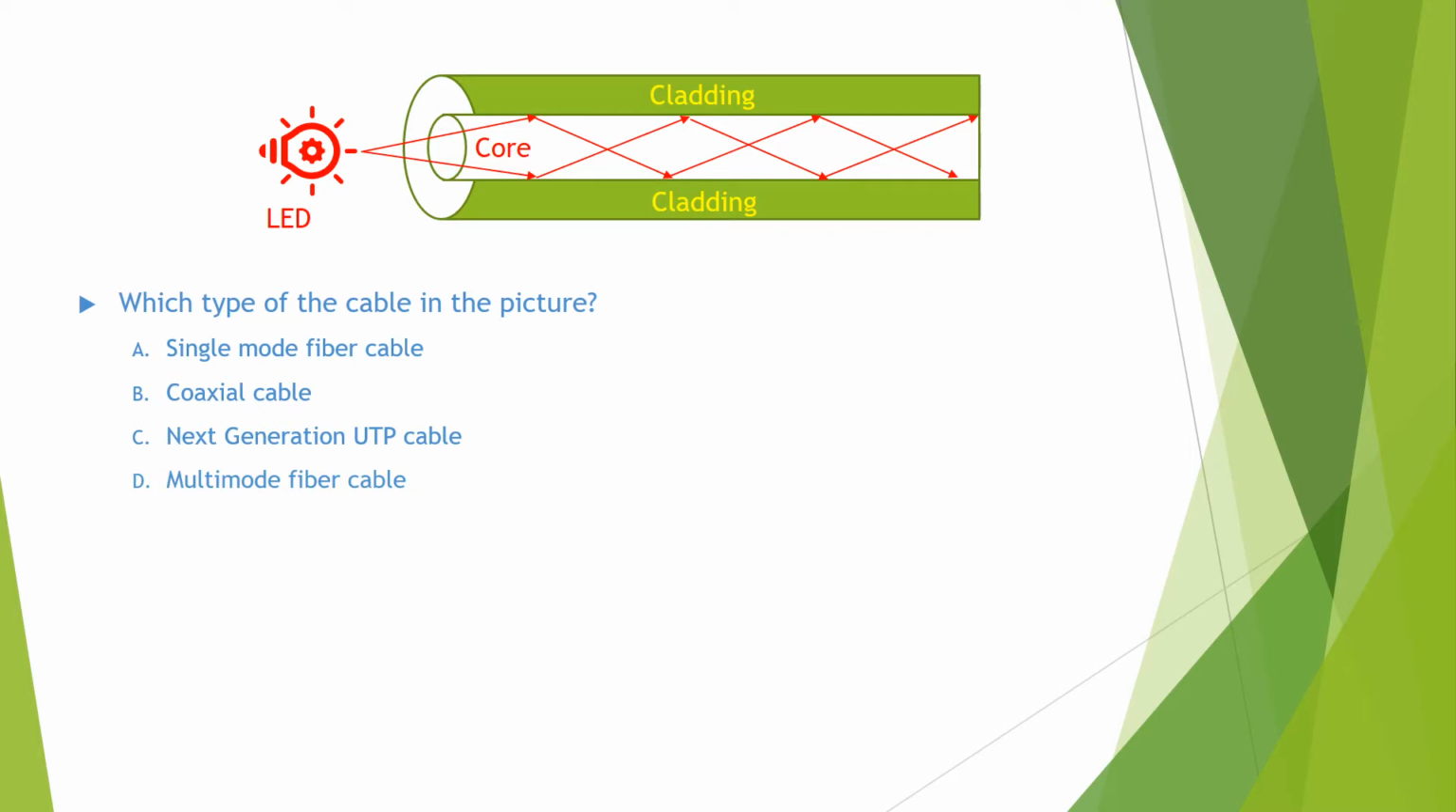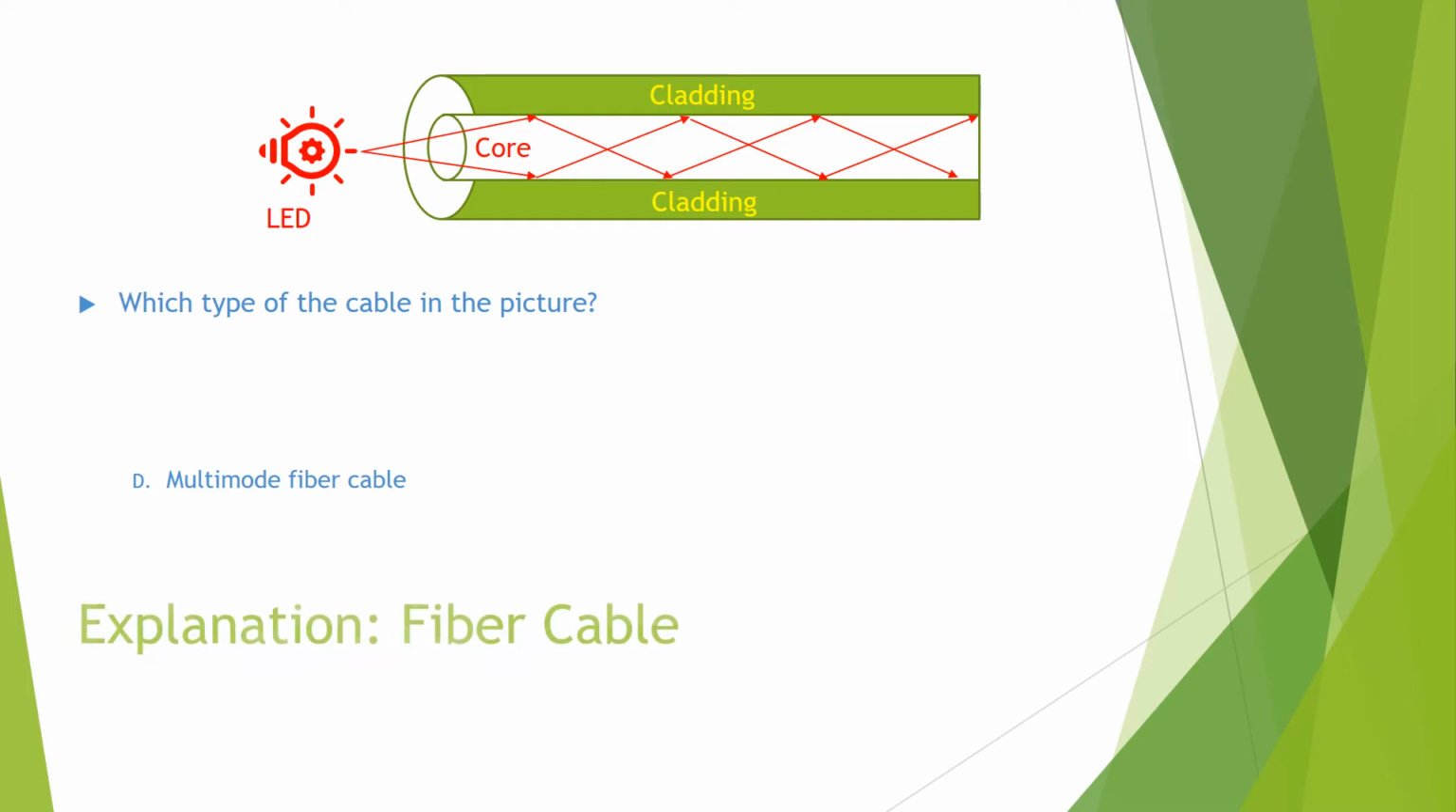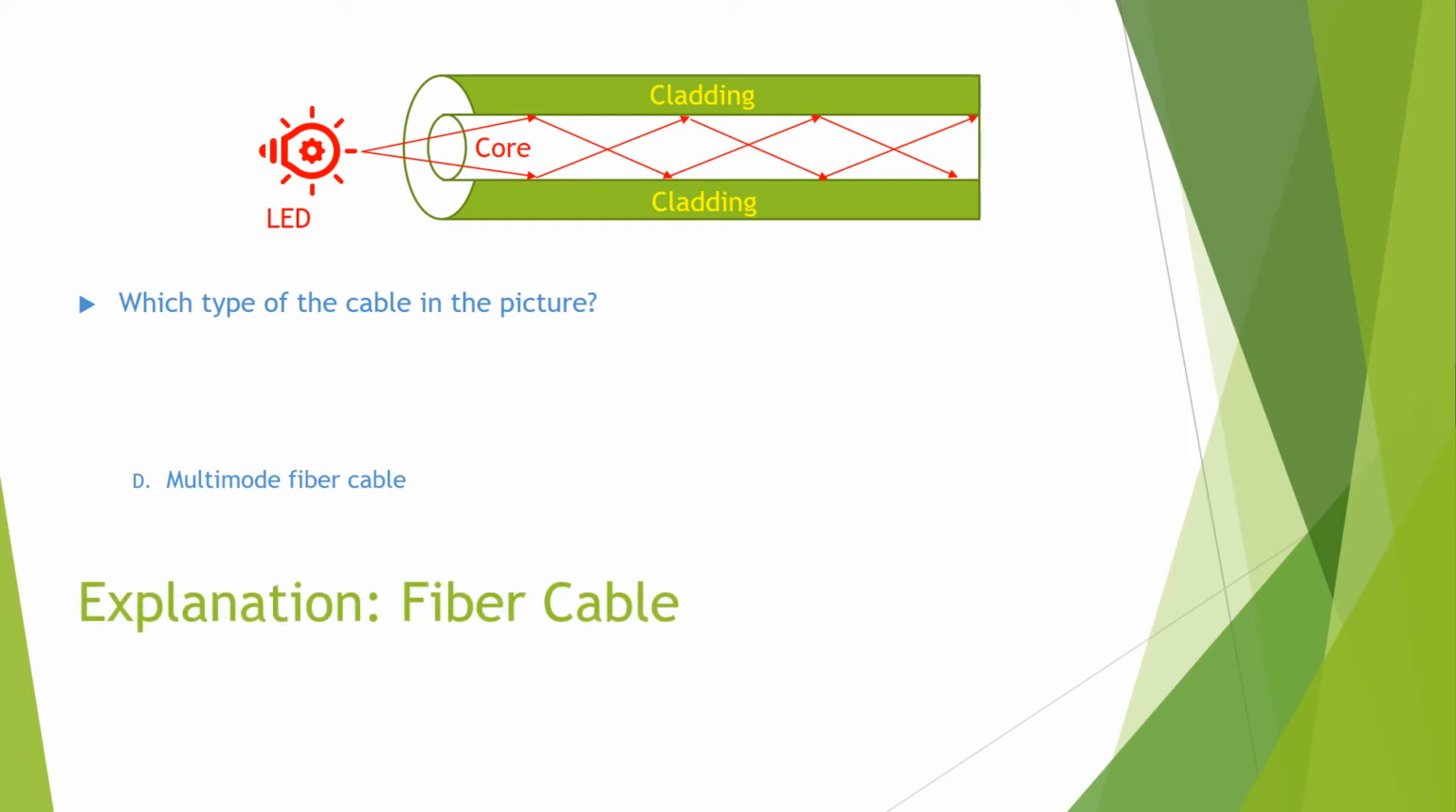In this case, the answer is D, multimode fiber cable, because the light source is LED and the cable allows for multiple angles of light waves entering the core. You can find more detailed explanation for this question in the video Fiber Cable.